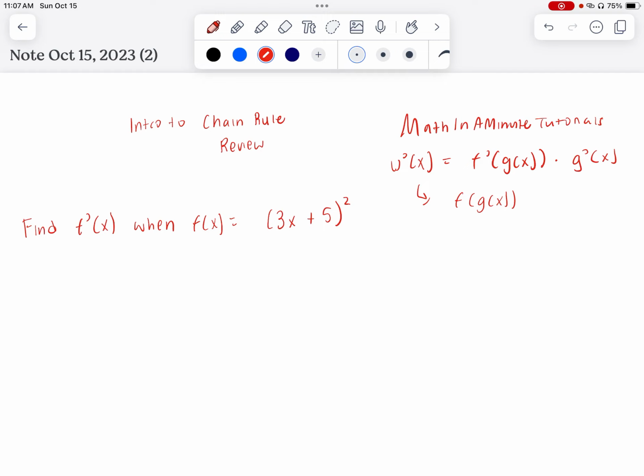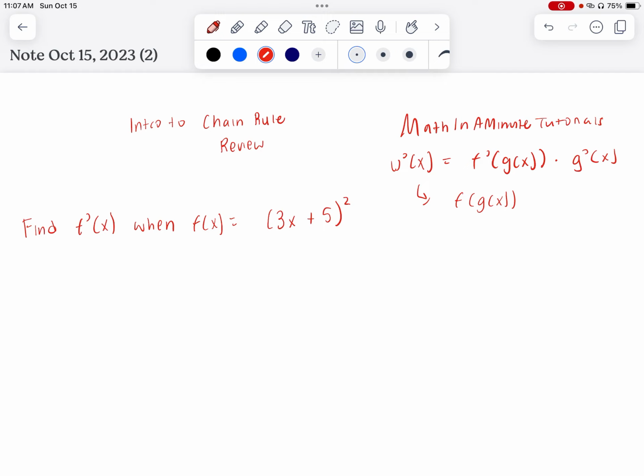So let's use this chain rule in some of the questions that follow. Find f prime of x when f of x equals 3x plus 5, in parentheses, squared. So we're starting off a little bit easy.